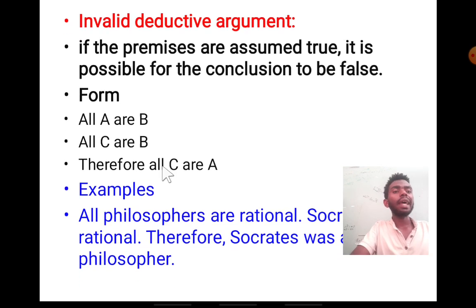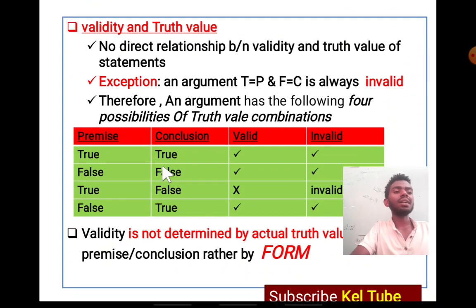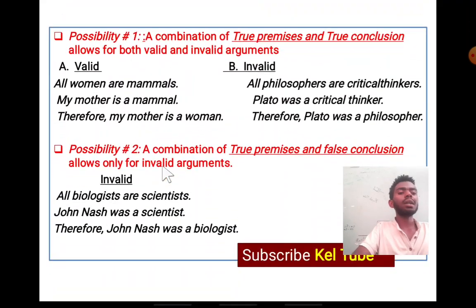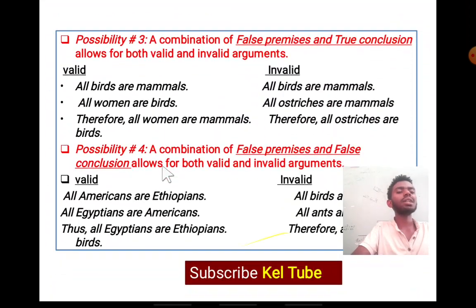Under validity there is valid deductive argument and invalid deductive argument. And the next is the truth value of deductive argument, by saying soundness and unsoundness of deductive argument.